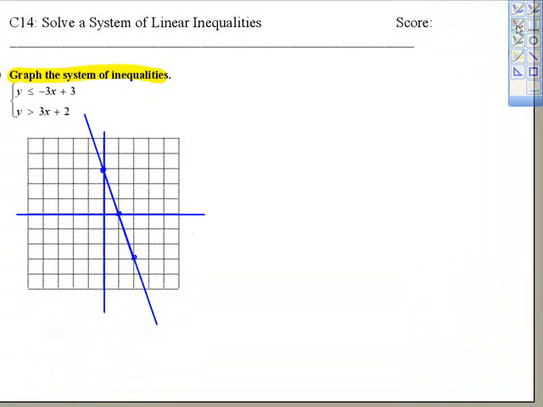Which side am I shading? Well, let's see, if I try 0, 0 as a test point, I get 0 is less than 3, that's true. So we're going to be shading the lower side here.